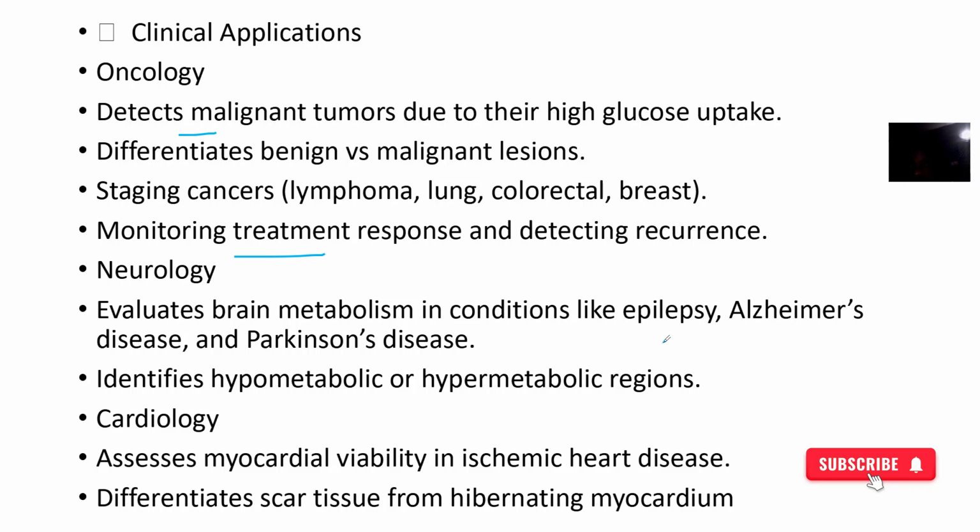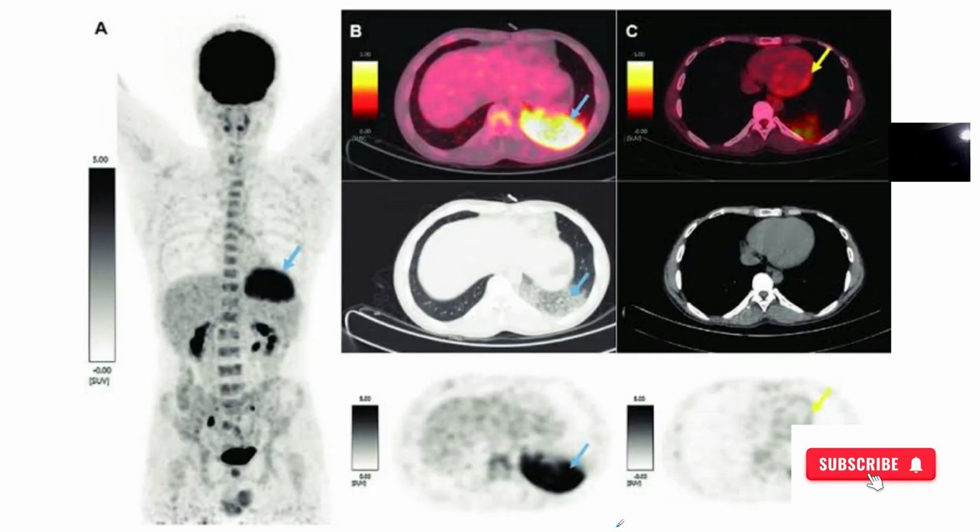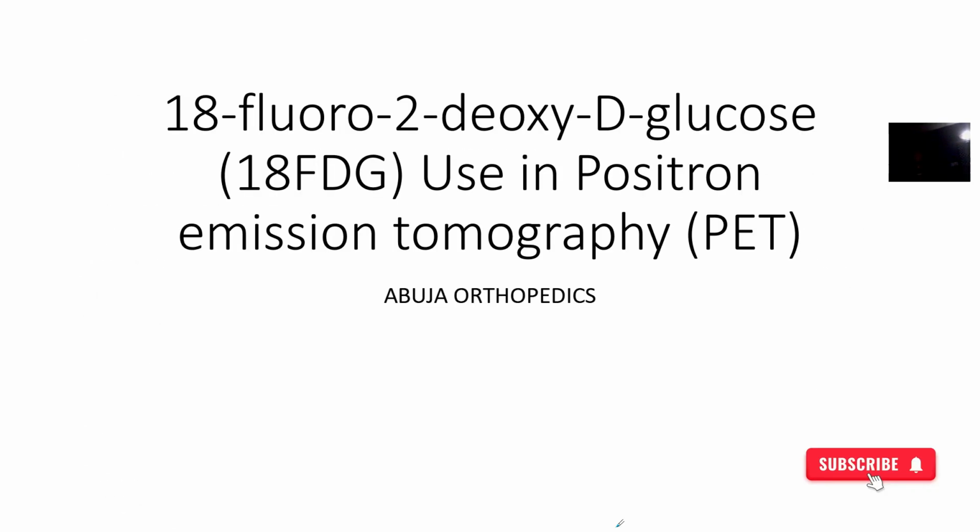Also used to evaluate neurological issues like epilepsy, Alzheimer's, Parkinson's. Also identify hypometabolic or hypermetabolic regions. You understand? All those bone. Okay. Also assess myocardial viability in ischemic heart disease. Also differentiate scar tissue from hibernating myocardium. So that's it for the 18-FDG.